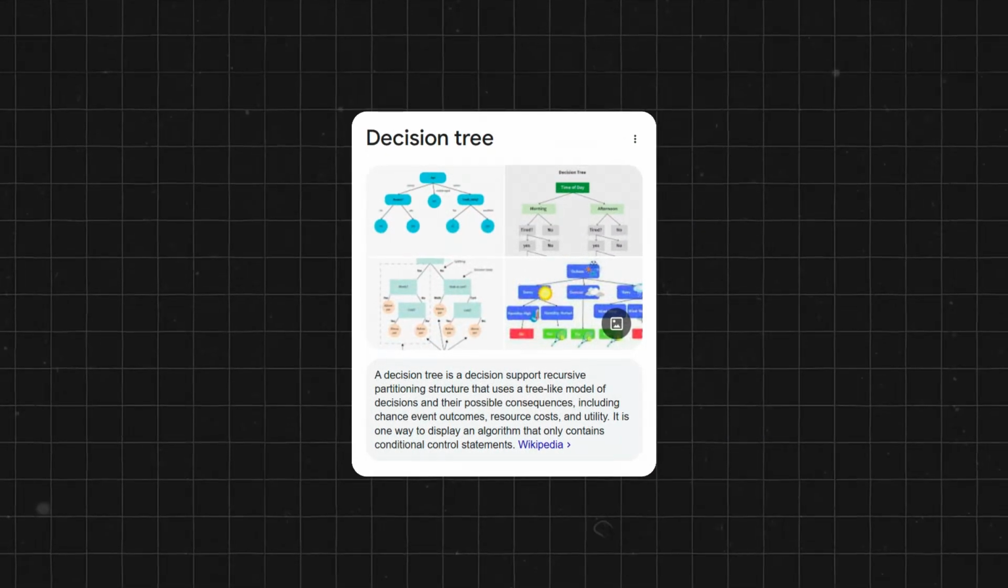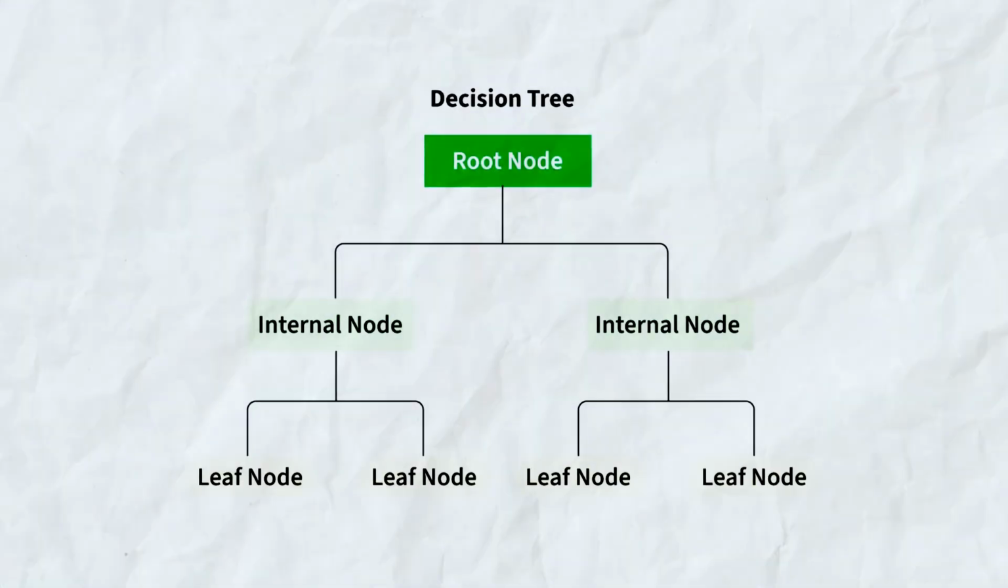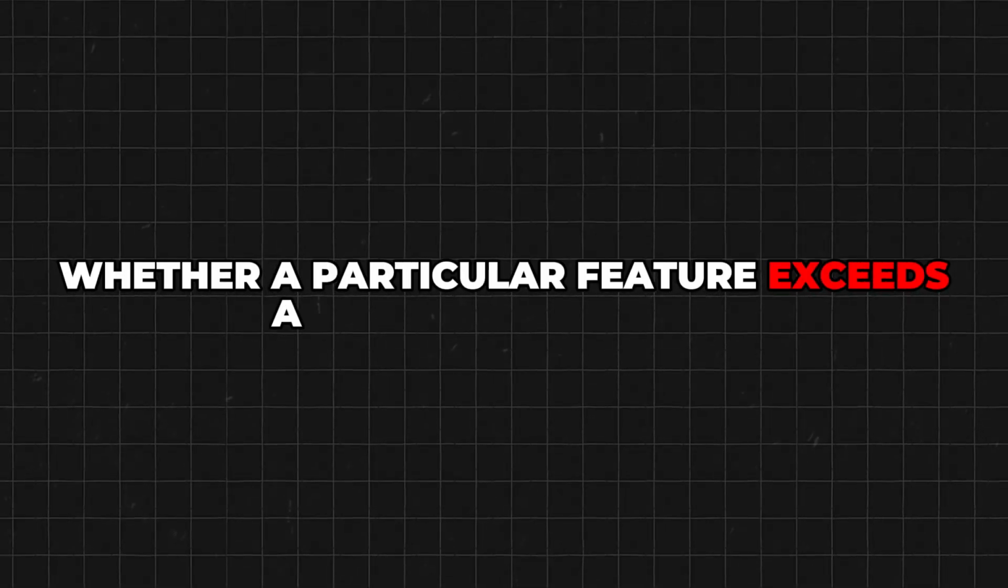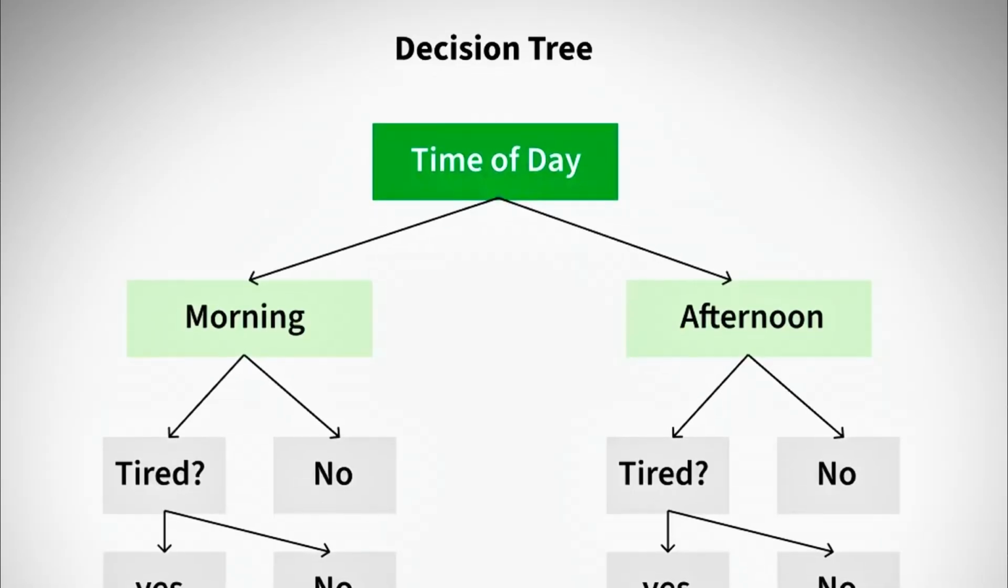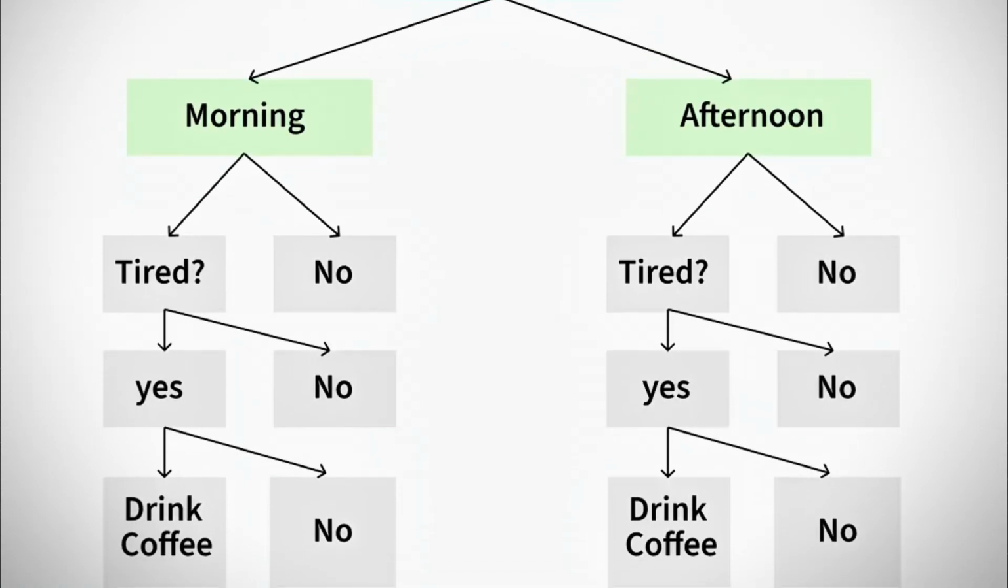Decision trees build a model by making a series of decisions, much like a flowchart. At each node in the tree, the algorithm decides on a question to ask about the data, such as whether a particular feature exceeds a certain threshold.